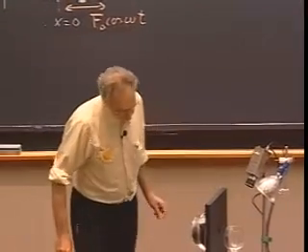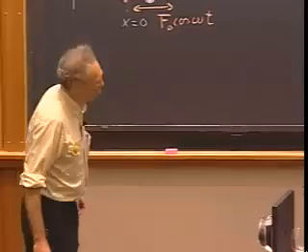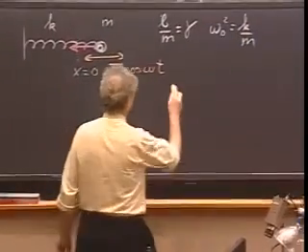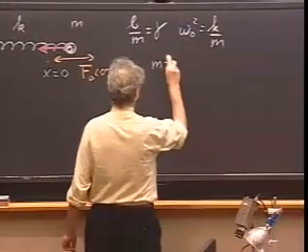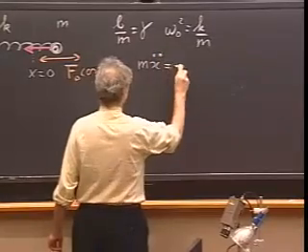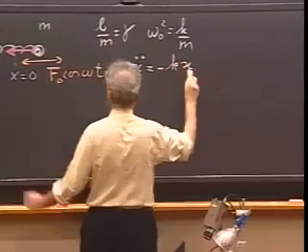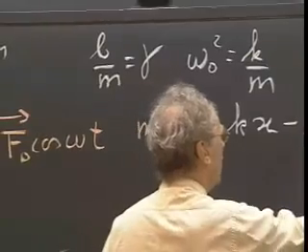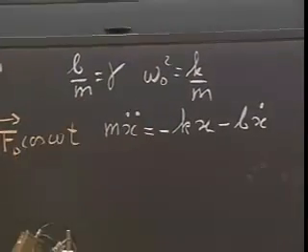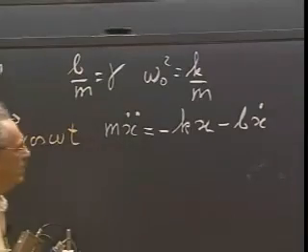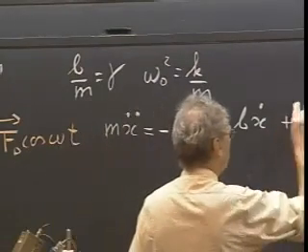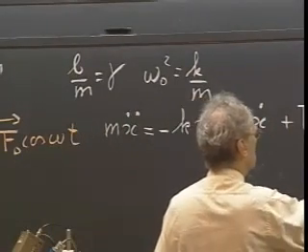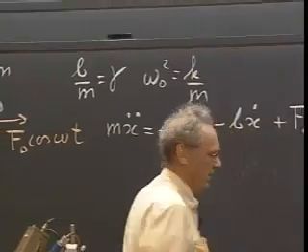Now I can write down the differential equation of motion, Newton's second law: m x double dot equals minus kx, nothing new, that's the spring force, minus b x dot, nothing new, that's the damping. But now comes this external force, F0 cosine omega t.